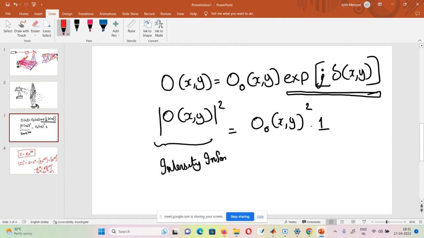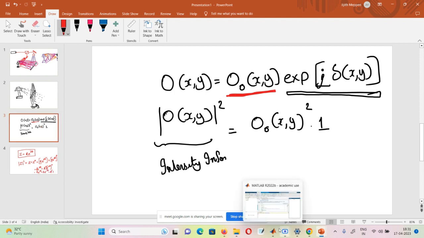Similar thing is happening here. You see, this object wave is composed of one amplitude part and a phase part. This is O0 xy into the exponential, the complex phase information. So when you take the amplitude or the intensity, only this amplitude function square will be there. You lose the phase information in the form of 1.